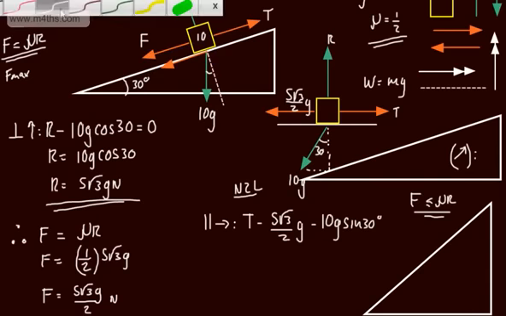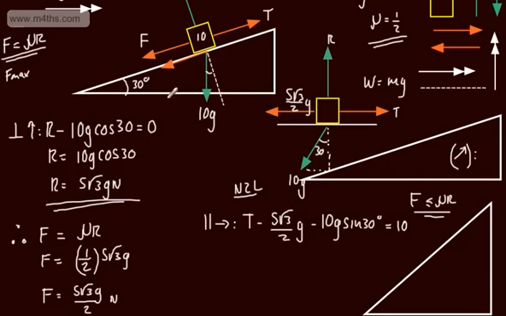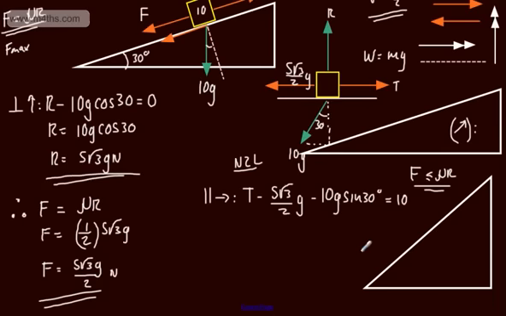Now this is going to be equal to the mass times the acceleration. So that's going to be equal to the mass, which I've defined to be 10, multiplied by the acceleration, which I gave as a value of 2 meters per second squared. So what we can do here is just go ahead and solve for T. So let's make T the subject of the equation. T will be equal to 20, let's write it as 20 rather than 10, plus now 10g sine of 30, and then we're going to have now plus the 5 root 3 over 2g newtons.